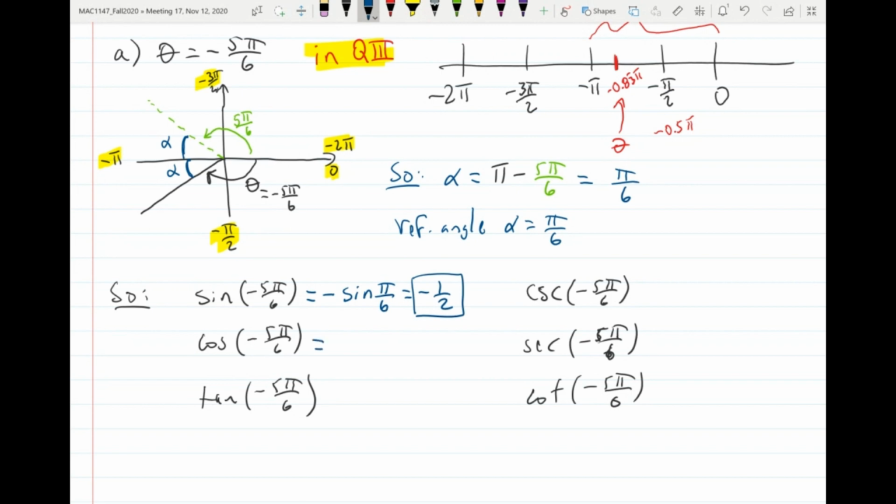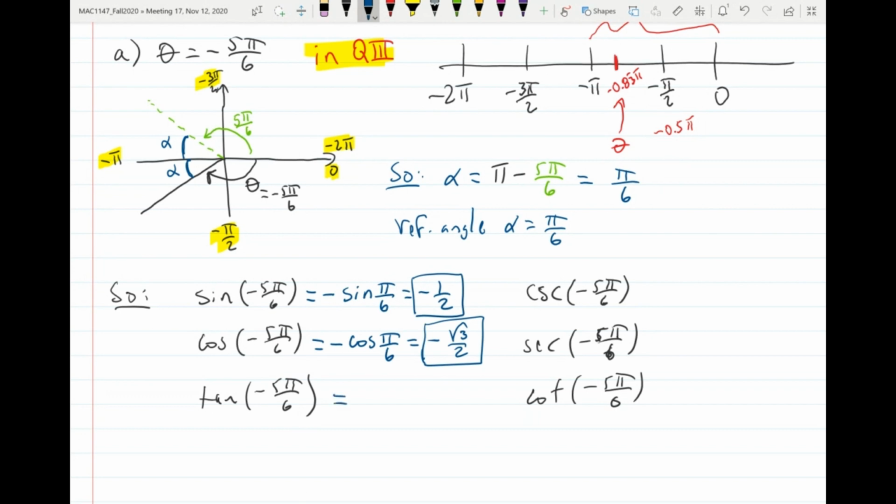Now we do something similar for cosine. We are in quadrant 3. So what do we know about cosine in quadrant 3? Are we expecting a positive or a negative for cosine? Negative. So this is minus cosine of pi over 6. And what's the cosine of pi over 6? That's square root of 3 over 2. Okay. And then finally, tangent.